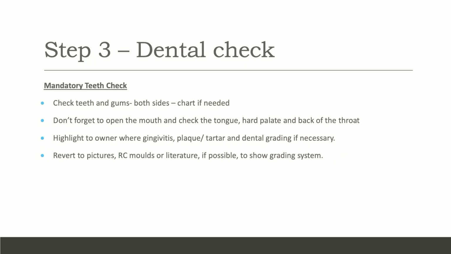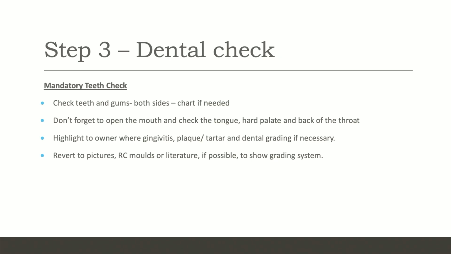Now, when you come to doing the dental check, you have to mandatorily check the teeth and gums on both sides and use your charts if you need them. Don't forget to open the mouth and check the tongue, hard palate and back of the throat if able to. Not all cats especially are very compliant in allowing that to happen. And when you do check the mouth, always involve the owner in this check. So highlight to the owner where you can see this gingivitis or plaque or tartar, and also include them in the dental grading if necessary.